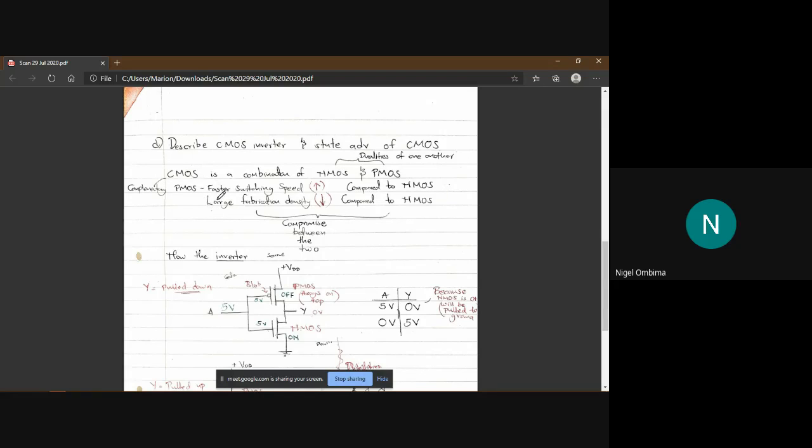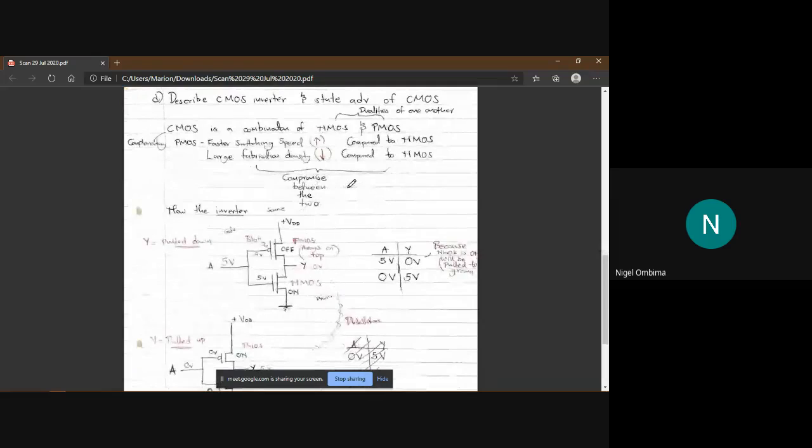Now PMOS initially has a faster switching speed compared to NMOS. But it has a large fabrication density compared to NMOS. So in order to make the best of the two, they had to combine them to give CMOS. And also another fact about them is that they are duals of one another.